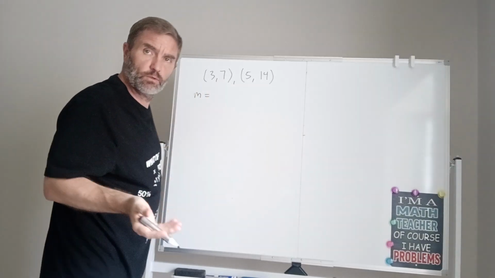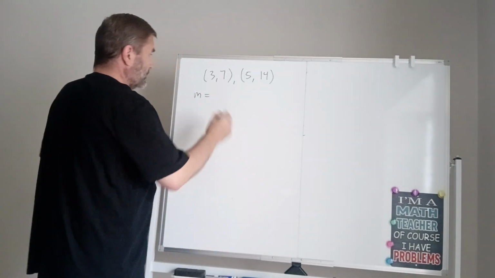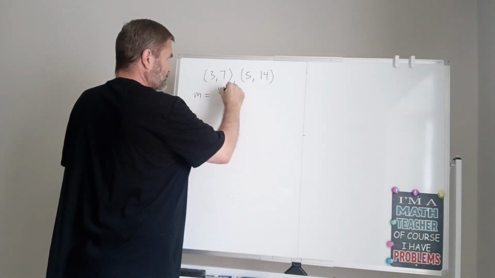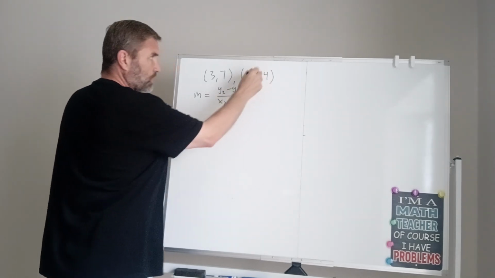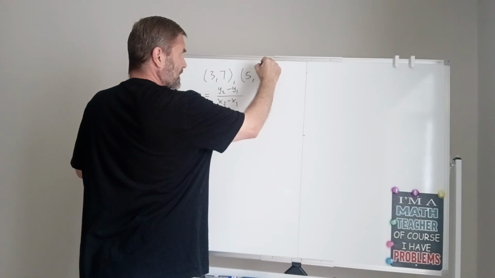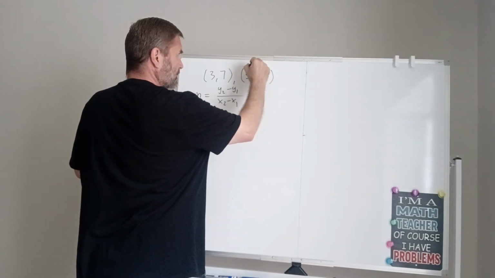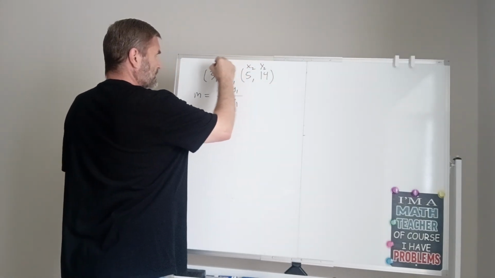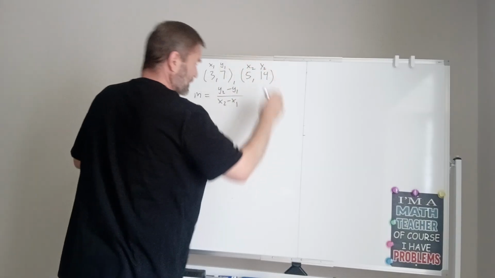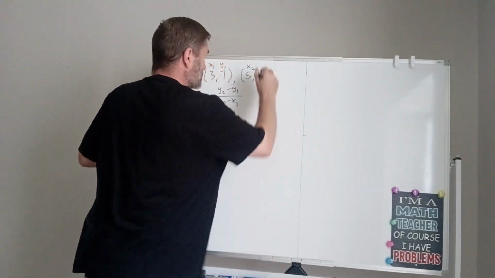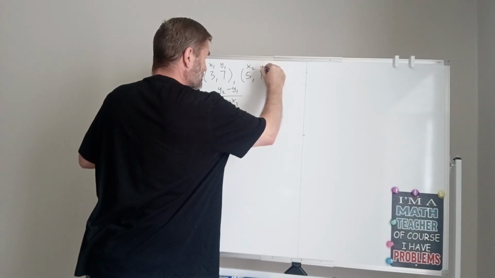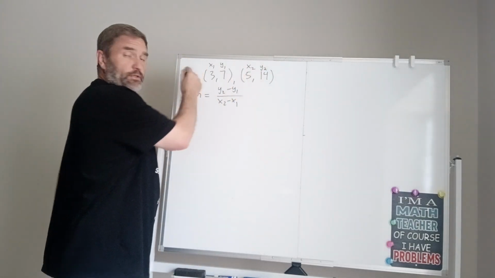Step 1 when you're finding the equation of a line is to find the slope. So we have m equals y2 minus y1 over x2 minus x1. I'm going to plug in. I like to make this my y sub 2. That's my x sub 2. So that's my y sub 1. And that's my x sub 1. All right, so let me fix that real quick. Okay, y sub 2.